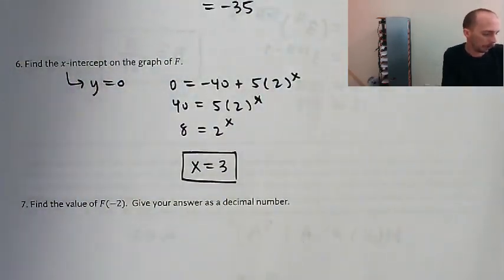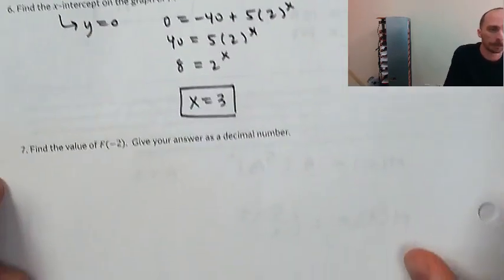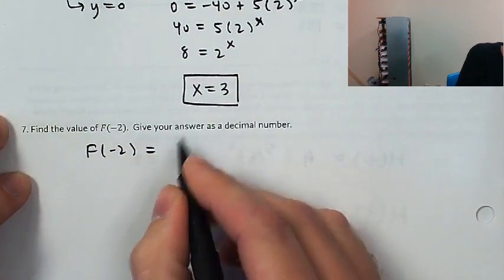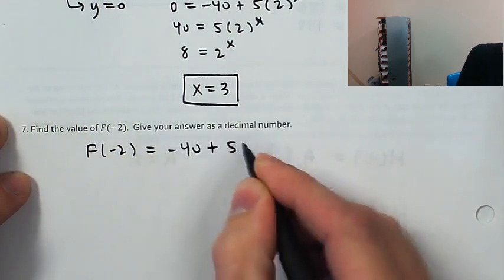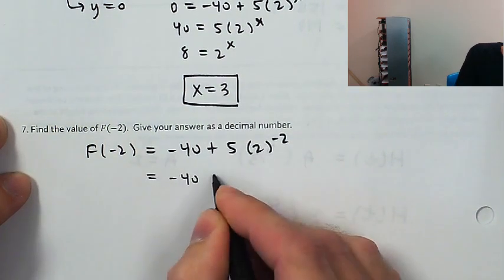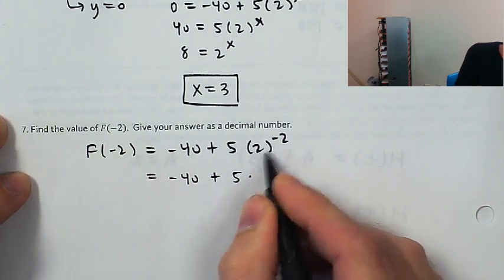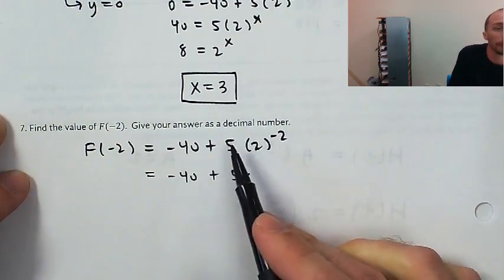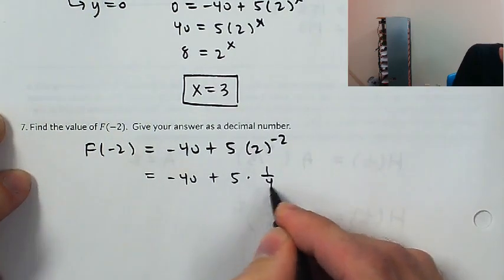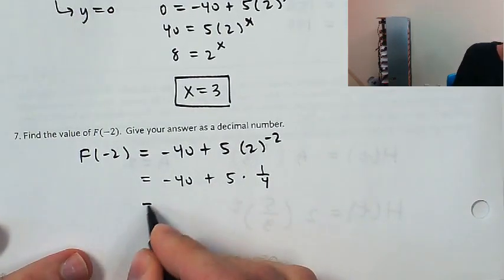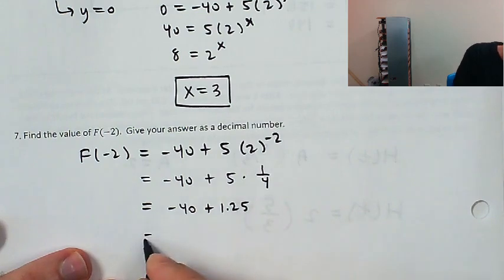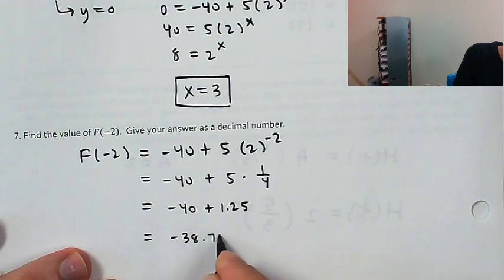Now, lastly, we want to find the value of f of negative 2 and give our answer as a decimal number. We can do that. We're just going to plug in negative 2 for x. So negative 40 plus 5 times 2 to the negative 2 power. We have to deal with that exponent first before multiplying in the 5. That would be 1 over 2 squared, so that's 1 over 4. 5 over 4 is 1.25. So I have negative 38.75.